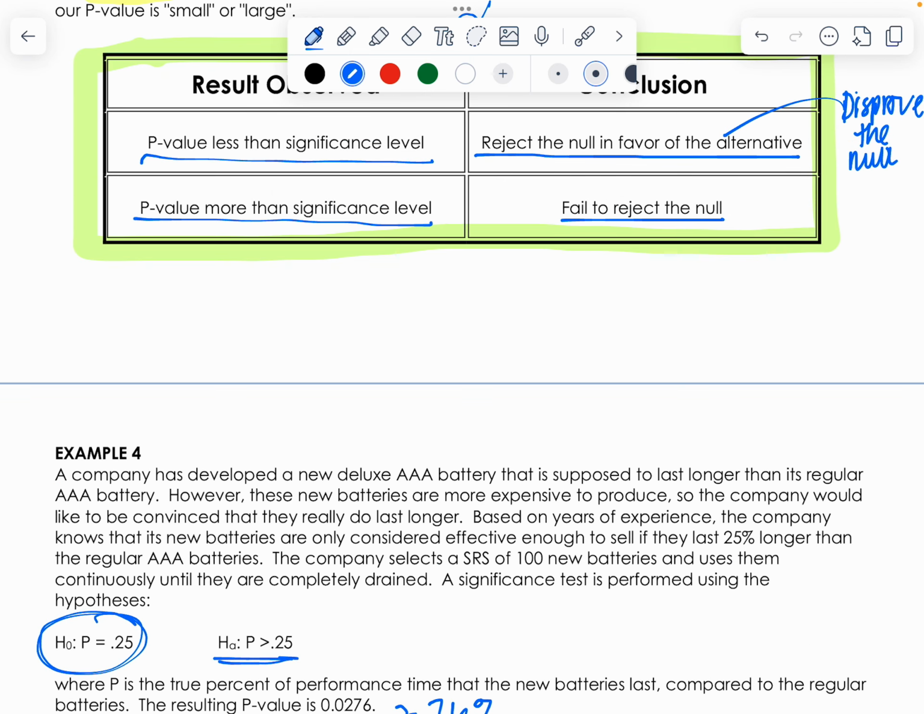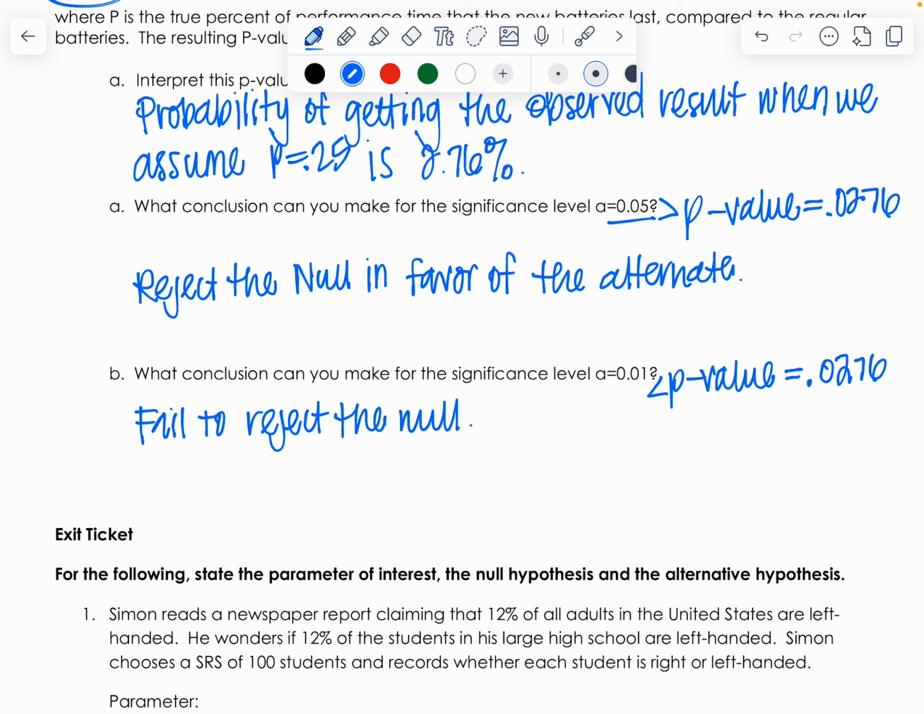Okay, so I hope that helped you learn some of the beginning parts of tests of significance. Go ahead and work on that practice and use the key or your group to check your answers.